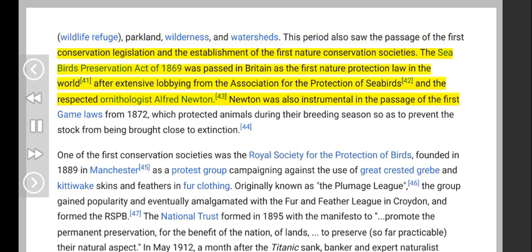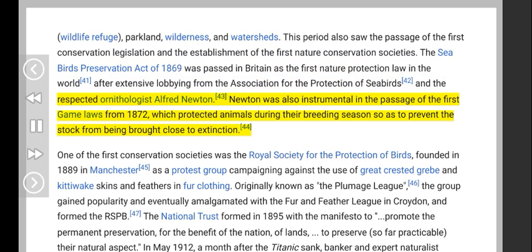The Seabirds Preservation Act of 1869 was passed in Britain as the first nature protection law in the world, after extensive lobbying from the Association for the Protection of Seabirds and the respected ornithologist Alfred Newton. Newton was also instrumental in the passage of the first game laws from 1872, which protected animals during their breeding season so as to prevent the stock from being brought close to extinction.